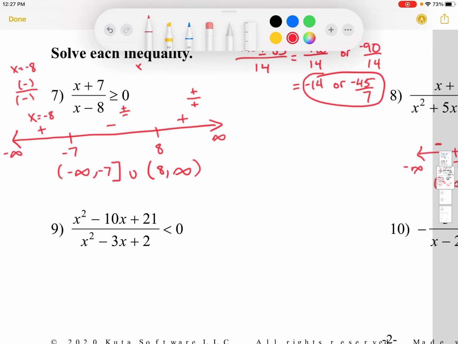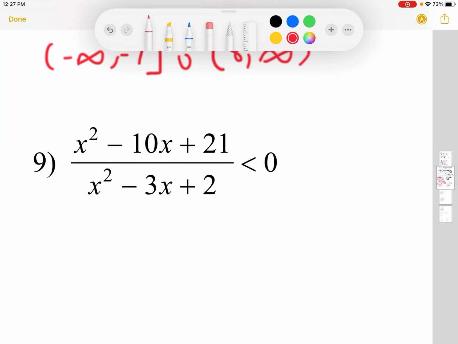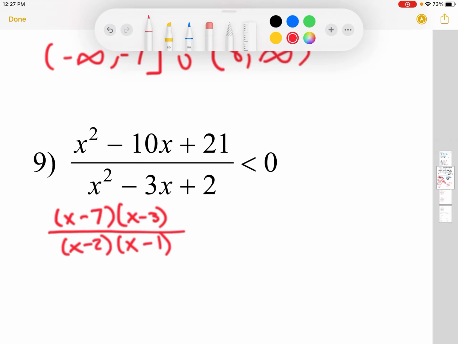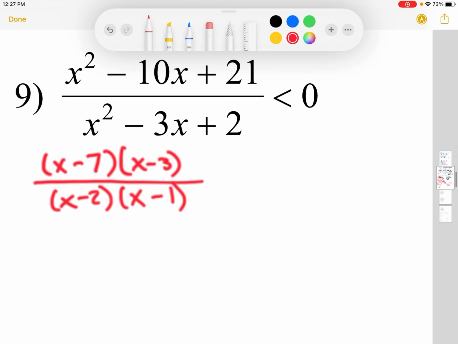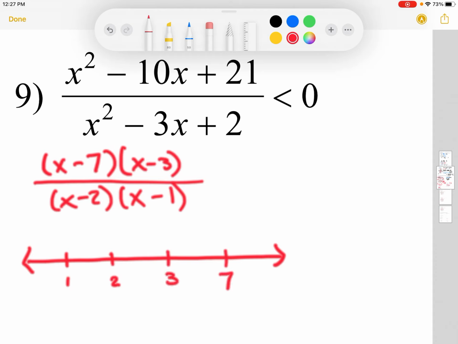For number 9, we're going to rewrite this as x minus 7 times x minus 3 divided by x minus 2 times x minus 1. So then on a number line, we're going to put, let's see, we need 1, 2, 3, and 7. So make that an infinity.